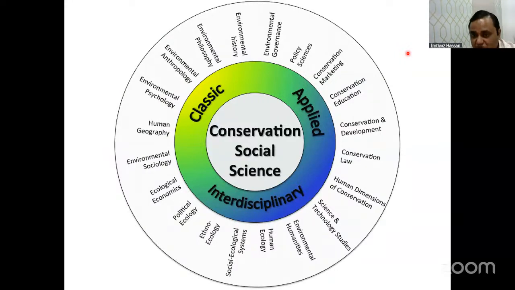Even if you go to social science, it is also very interdisciplinary, and I'm just highlighting the issues. These are different new topics that have emerged because of social conservation science, with applied research, classical research, and interdisciplinary research.